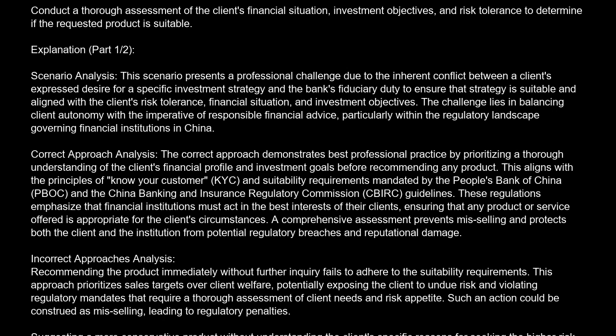Incorrect approaches analysis. Recommending the product immediately without further inquiry fails to adhere to the suitability requirements. This approach prioritizes sales targets over client welfare, potentially exposing the client to undue risk and violating regulatory mandates that require a thorough assessment of client needs and risk appetite. Such an action could be construed as mis-selling, leading to regulatory penalties.